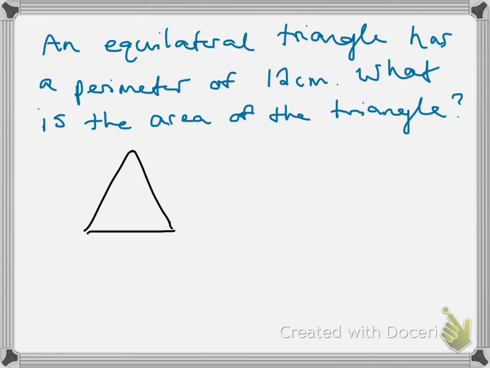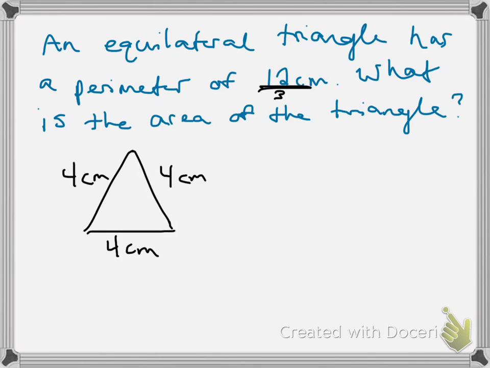So I know if all the sides are the same, all I'm really doing is taking this perimeter and dividing it into 3 sides. All right, so if we split that into 3 parts, we get 4 for each of the parts. 4 centimeters. Okay, so now we've got our side lengths.